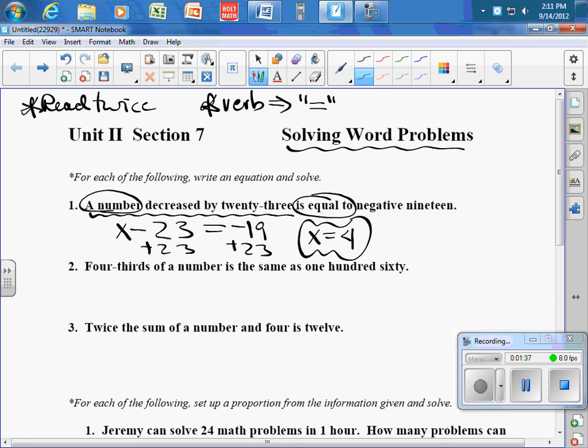Next, we have 4/3 of a number is the same as 160. 4/3 of a number is the same as, obviously, there's your equal sign. Something's going to be the same as, equal to, 160. Well, of means times. So we're going to take 4/3 times a number x, and we're going to get 160. To solve this particular equation, we're going to multiply both sides by 3/4, and we get x equals 120.